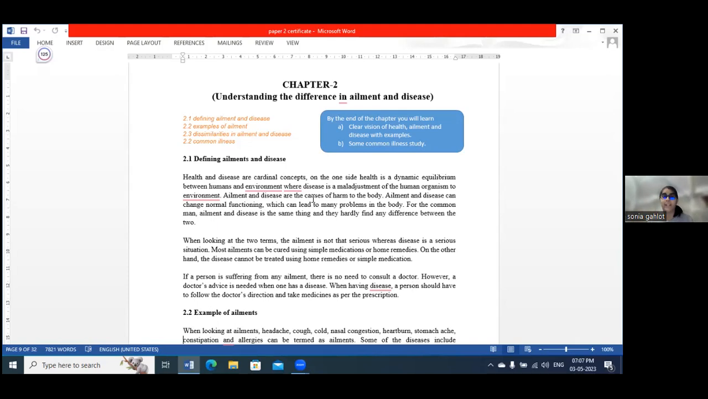I'm moving forward now. Okay, let us start with chapter 2, that is understanding the difference between the ailment and the disease. As in the last chapter, we studied about health.